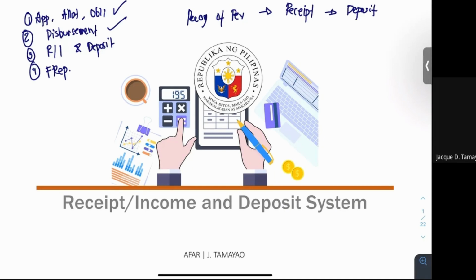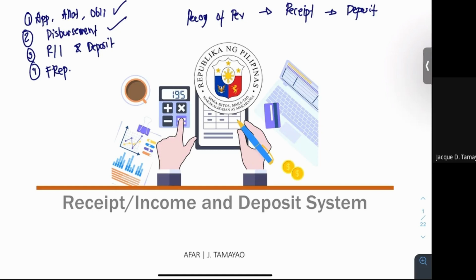When we say deposited, as a general rule, whenever a collecting officer collects money, whatever is the collection must be deposited on the next day as an internal control system. And generally, that is deposited to an authorized government depository bank.